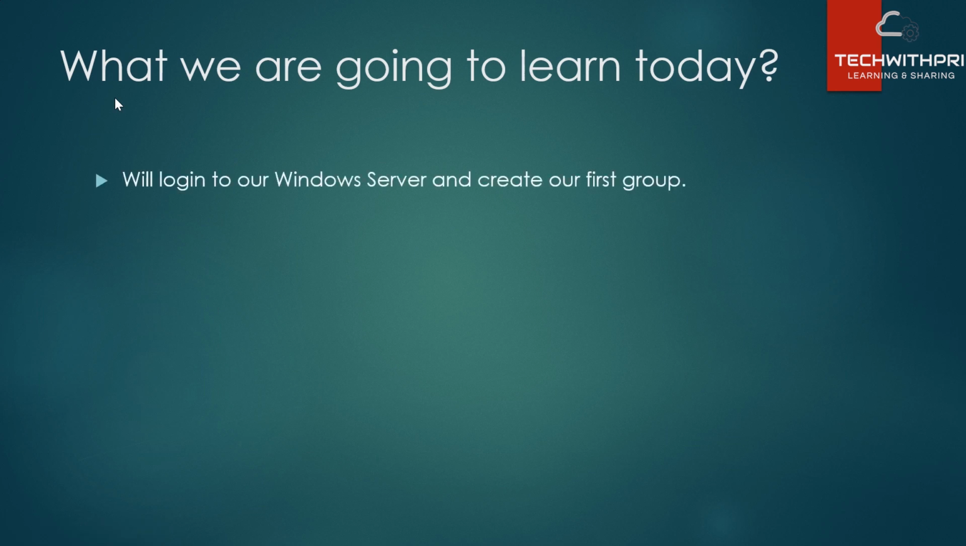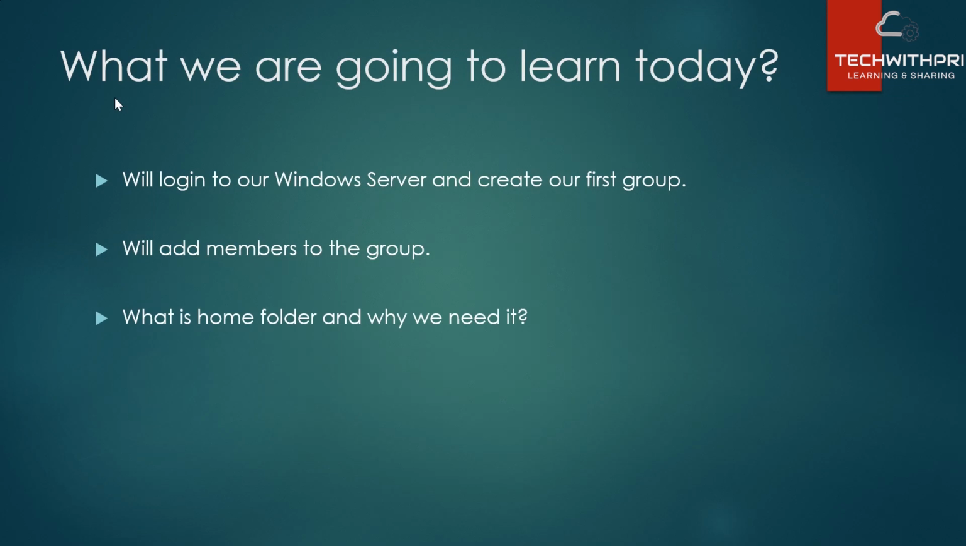First, we'll log into our Windows server and create our first group. Next, we'll add members to the group. The members refers to the users, like Harry, whom I created in the first video. So we'll add users to our group. We will understand what a home folder is and why we need it. Finally, we'll create home folders for the users, like Harry and other users that I'm going to create, and we'll test it by logging in on a client machine to see whether the home folder can be accessed. It's going to be very fun, guys, and make sure you watch the full video. So what are we waiting for, let's get started.